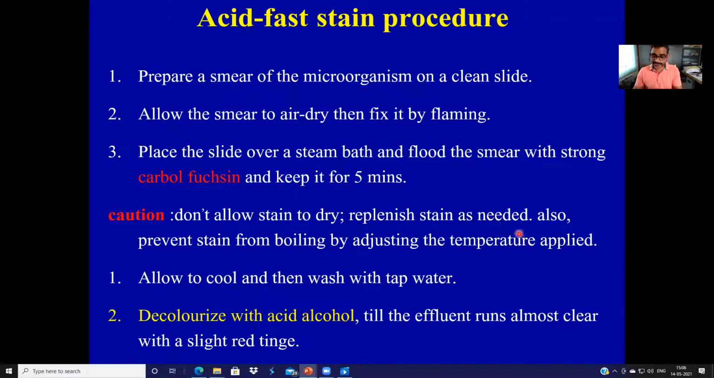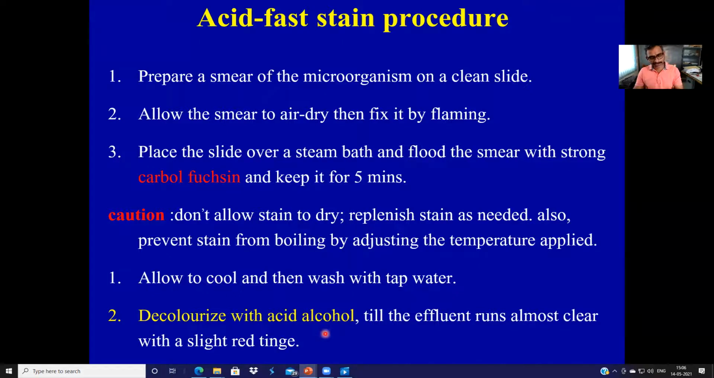So as and when needed, you should not allow it to dry. Like this, you keep on flooding for 5 minutes with the carbol fuchsin. Then take out the slide and cool it. After cooling, wash it with tap water and decolorize with acid alcohol.